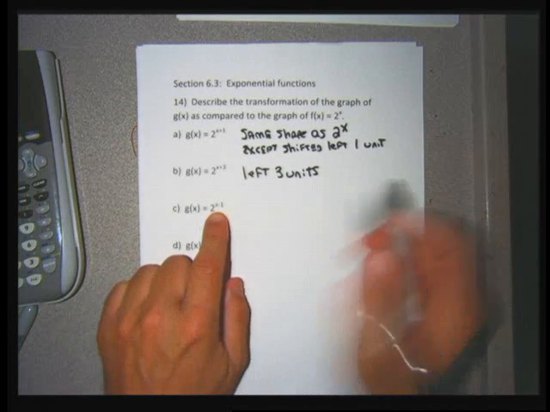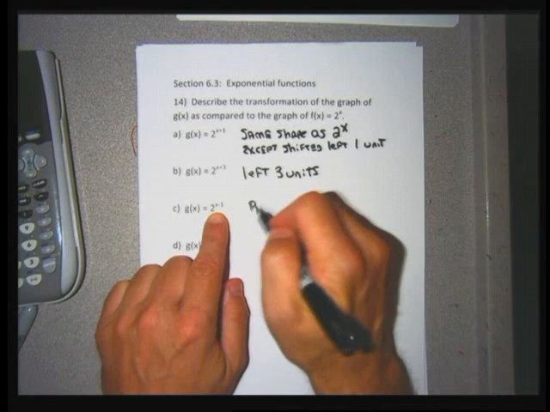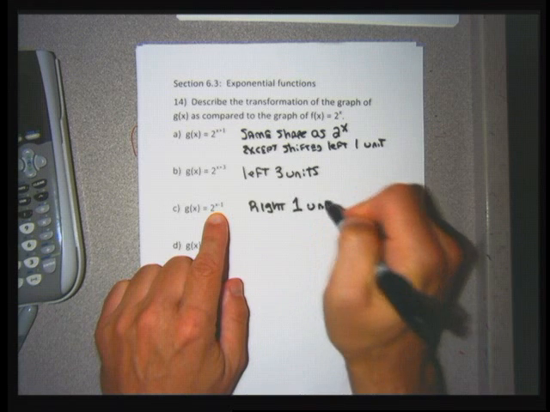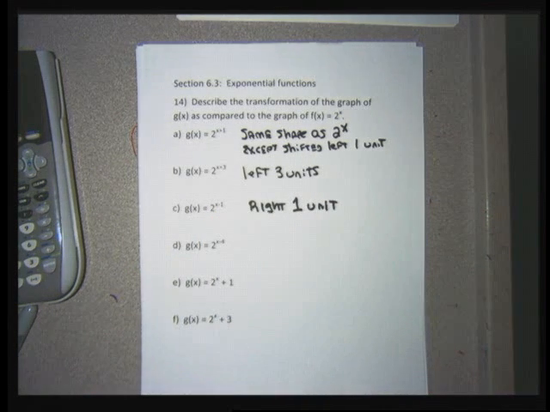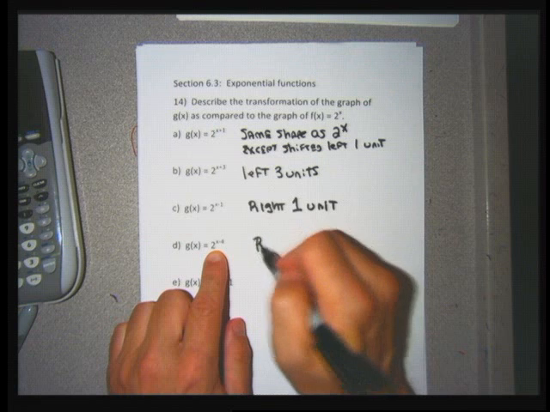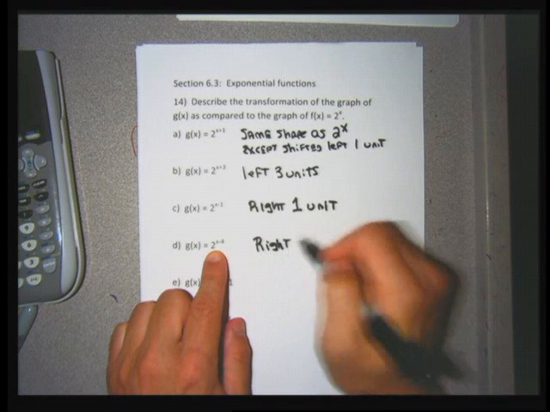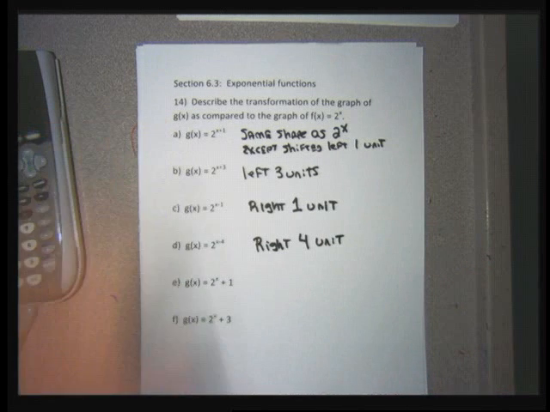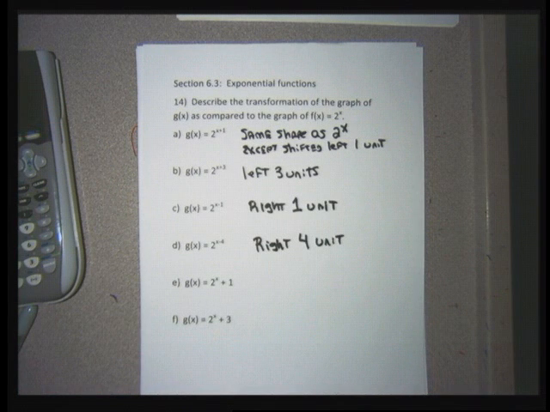Part C, the minus in the exponent moves it to the right. And again, I could say this is the same shape as 2 to the x, except it's shifted right 1 unit, but I don't need to. The minus 4 in the exponent: again, in the exponents, it's left or right. Positive is left, negative is right. So these first 4 problems show the left and right movements. Pluses in the exponent move it left. Minuses in the exponent move it right.